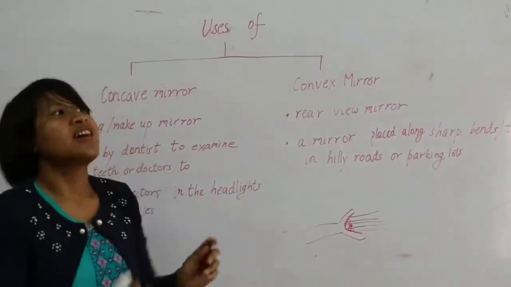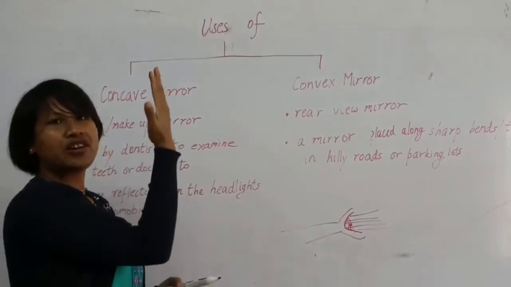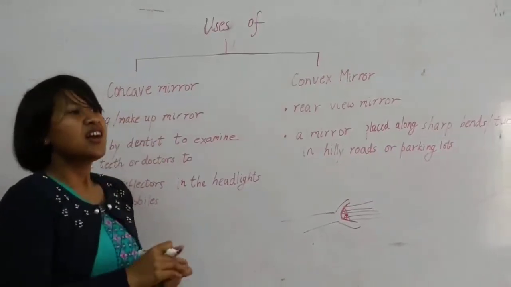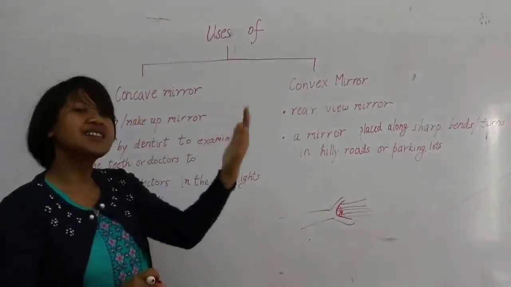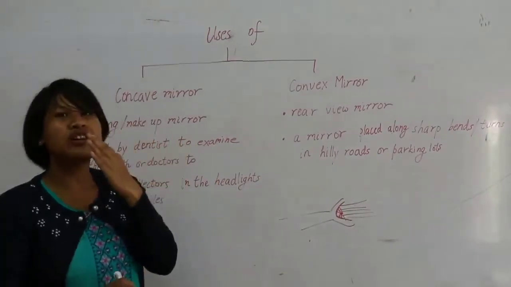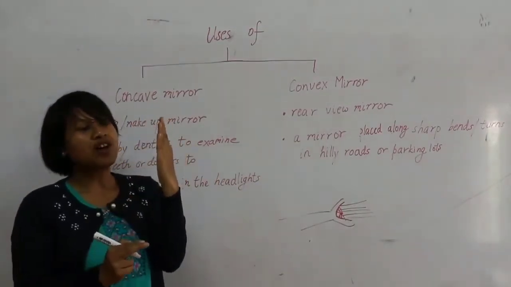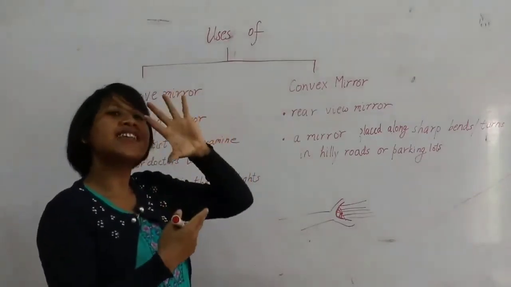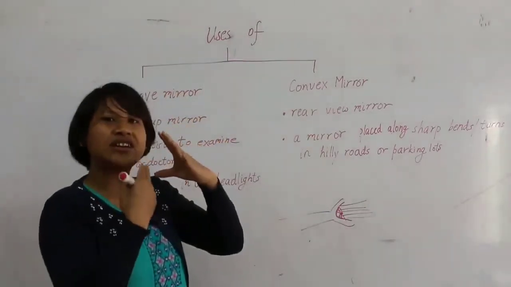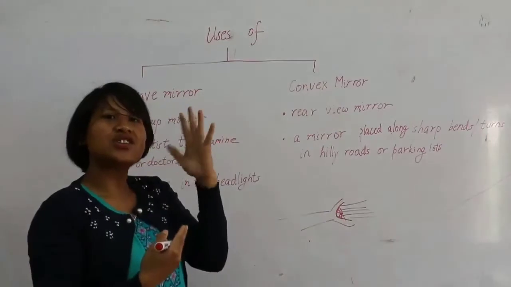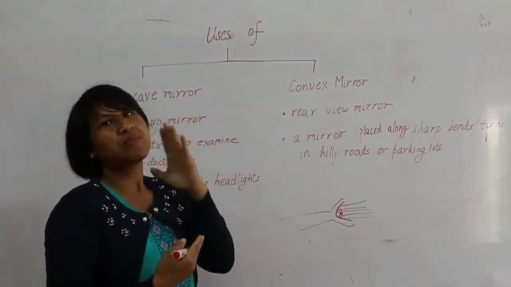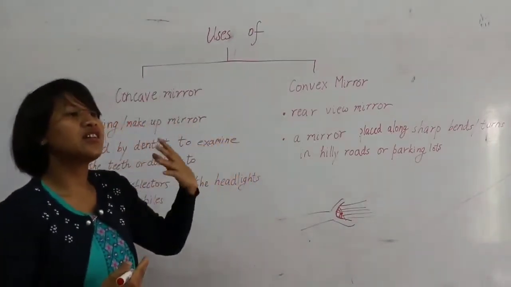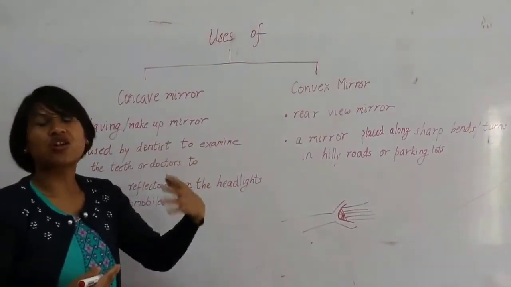Another use is in makeup mirrors, especially for girls, and shaving mirrors for boys. If you use a plain mirror, the size is the same, so it's not that useful. But if you use a concave mirror when it is very near, the size is quite enlarged, so you can see very clearly. So makeup mirrors and shaving mirrors are made of concave mirrors because the image is enlarged and it is beneficial according to our needs.